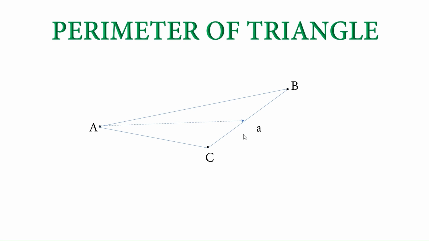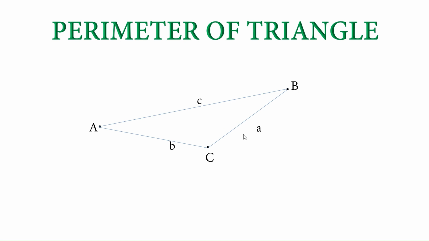In a similar way, opposite to B, it is AC side, which can be written as small b. Opposite to C is AB, which can be written as small c. Now, this particular notation of sides is used while writing the formula for perimeter.